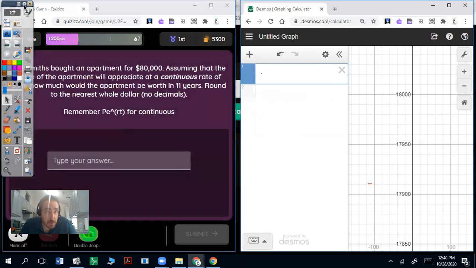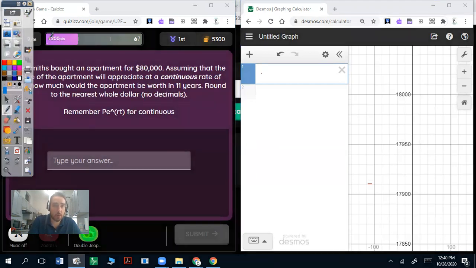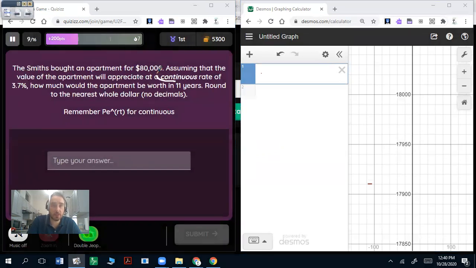All right, the Smiths bought an apartment for $80,000, assuming that the value of the apartment will appreciate at a continuous rate of 3.7%. How much will the apartment be worth in 11 years? Continuous interest, my friends. A equals P e to the RT power. So if it's continuous, you got to have that power. So we're going to say $80,000 times e. The rate is 0.037 in the exponent times, what's the time? 11 years. So times 11.